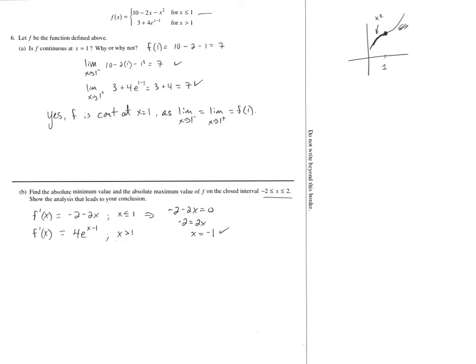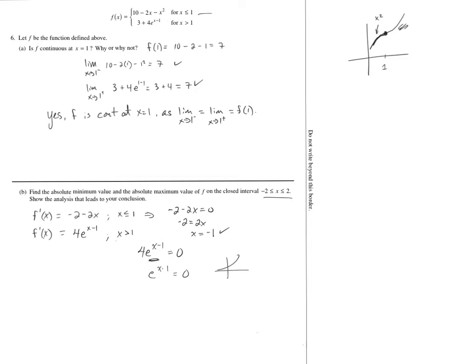And then 4e to the x minus 1, set that equal to 0, and you're not going to get any critical numbers there because there's nothing that's going to make e to the x minus 1 equal to 0. Divide both sides by 4 and you get e to the x minus 1 equals 0. Remember, e to the x never goes to 0. So that doesn't get us any critical numbers.